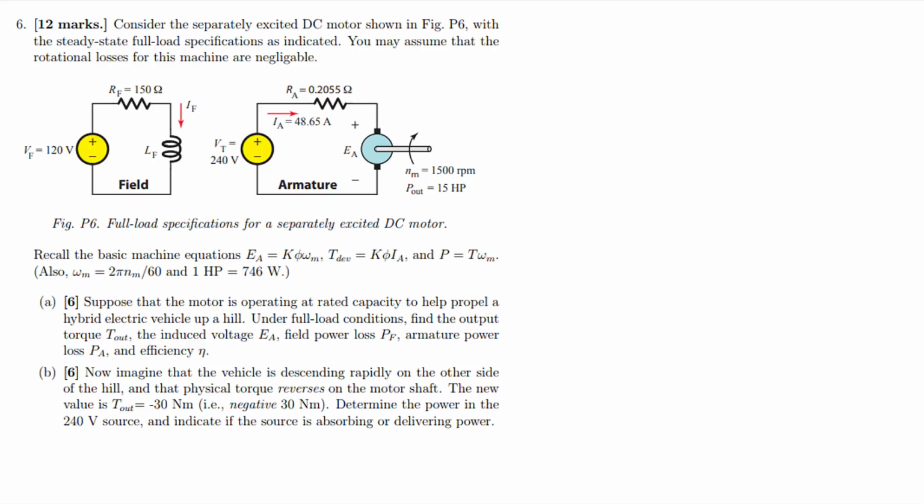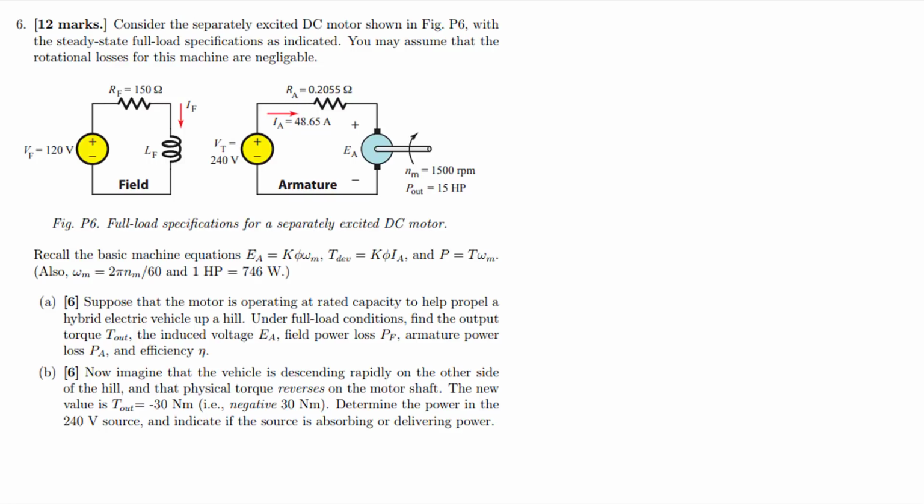The last question of the final exam, question number 6, is on a DC motor. In this case, we have a separately excited DC motor here, and the circuit diagram is shown below. Separately excited means that there are different voltages for each of the field and the armature. We're given the specifications for the voltage sources, and we're given the armature resistance and the field resistance.